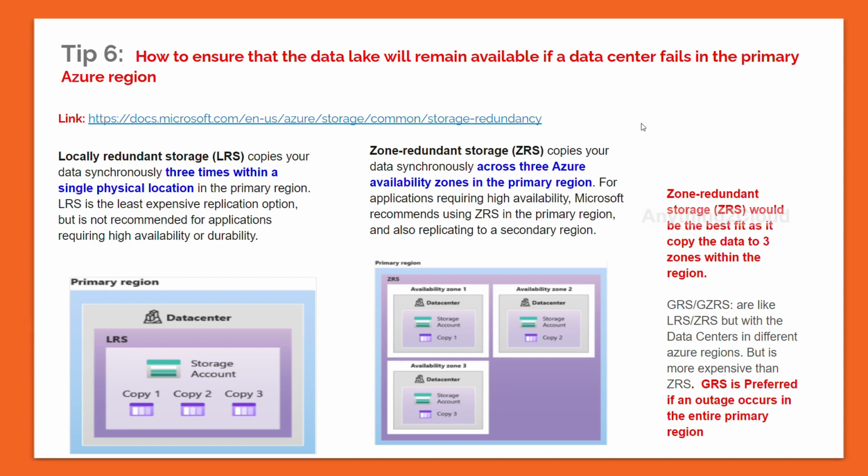On the other hand, zone redundant storage copies your data synchronously across 3 Azure availability zones in the primary region. For applications requiring high availability, Microsoft recommends using ZRS in the primary region and also replicating to a secondary region.